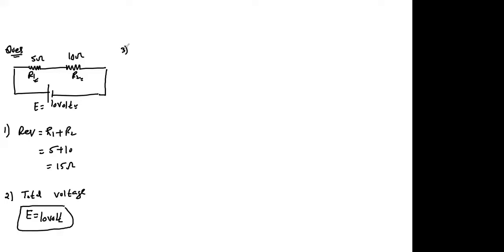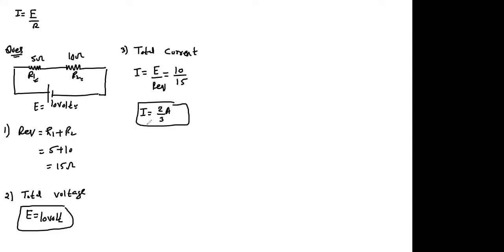After total voltage, third one. Total current is total EMF divided by total resistance. We are using Ohm's law. You must have done Ohm's law in class 10. It's E by R, so it's E by R equivalent. Your E is 10, your R equivalent is 15. So the total current is 2 by 3 amp. That's the total current in this.